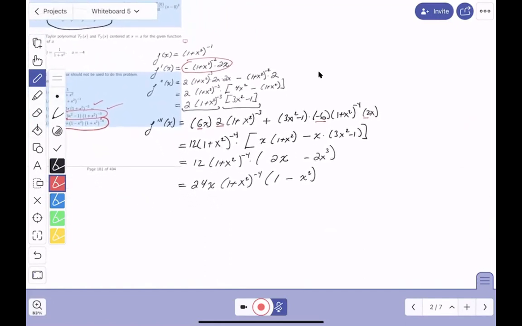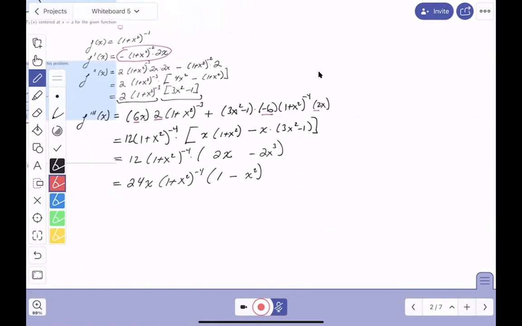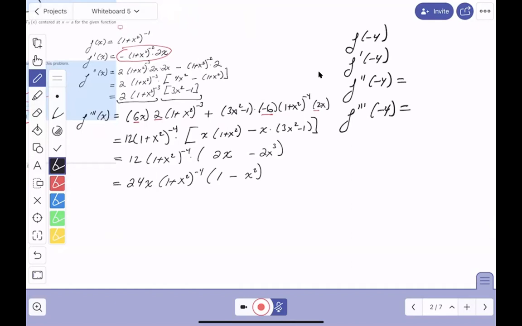I have to evaluate these things at minus 4. All right, so let me write this down for you. So f of minus 4, f prime of minus 4, f double prime at minus 4, and f triple prime at minus 4. Yeah, I know it's tough. Let me do f of x first. What's it going to be? 1 plus 16. So it's 1/17.